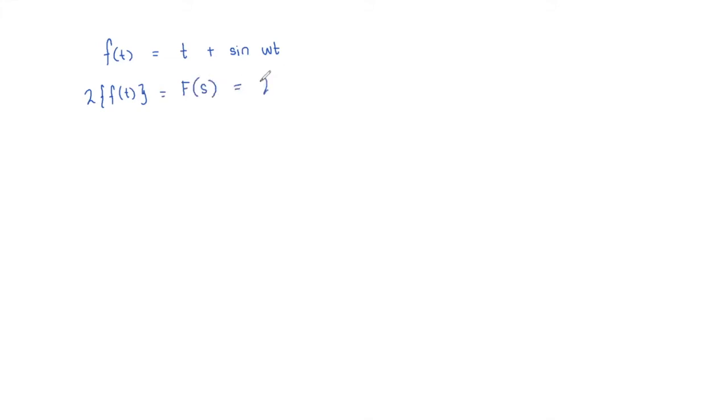So we can derive this by taking the Laplace transform of each individual component, which are the Laplace transform of t plus the Laplace transform of sine omega t. And to solve this, we can simply look up the Laplace transform for those two components. This is possible basically because we have addition that links the two components.